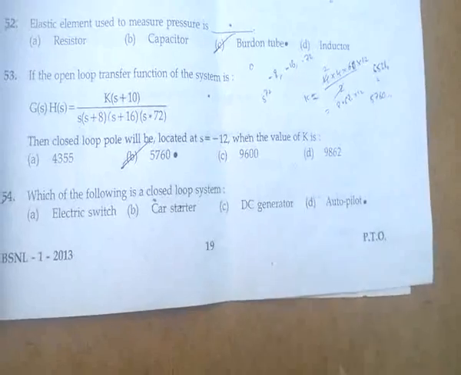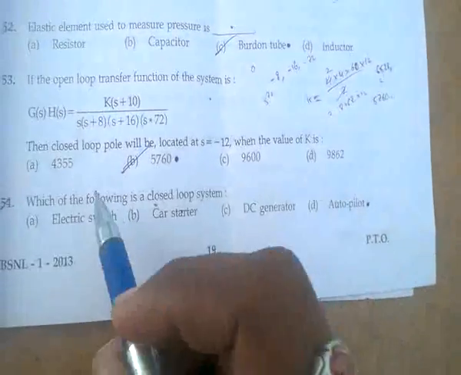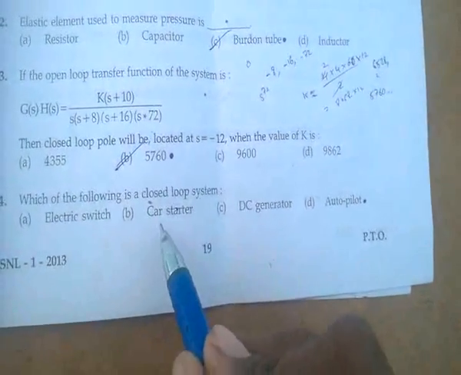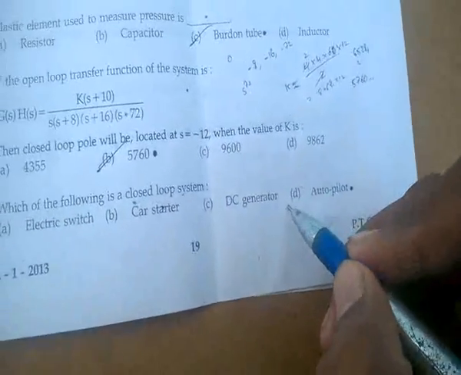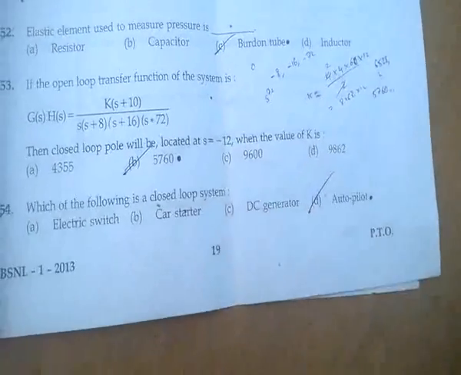Which of the following is a closed loop system? Electric switch is open loop, car starter open loop, generator open loop. Autopilot, this autopilot is a closed loop system. Okay.